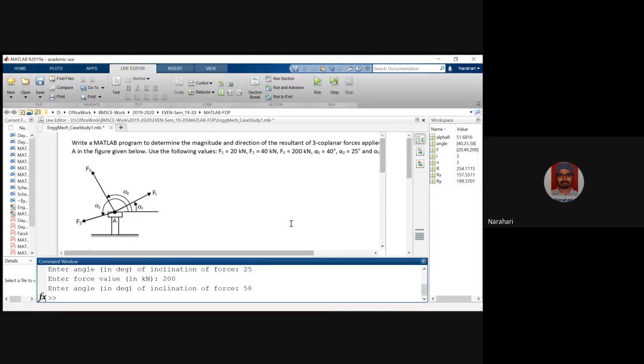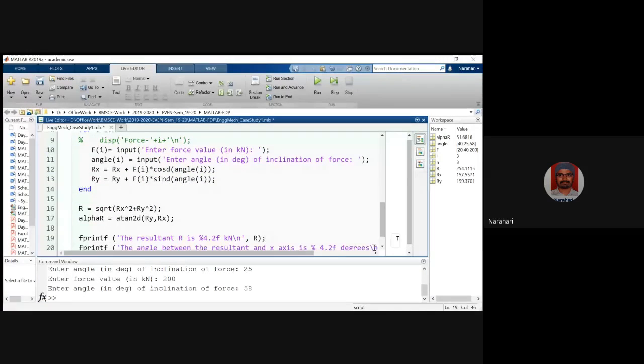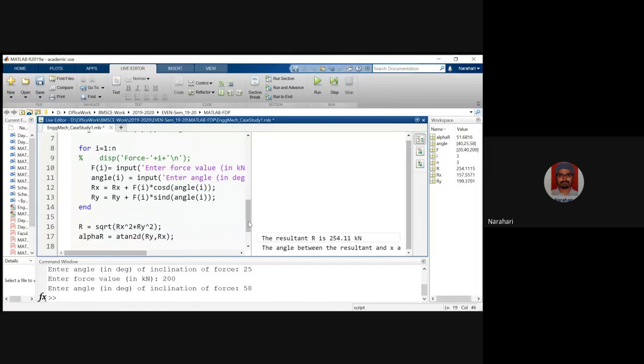Now I'll show you the output. I have entered the input. Now I will scroll down. The output from fprintf, you can see here. Okay, so this is the output. The resultant R is 254.11 kilonewton. The angle between the resultant and x-axis is 51.68 degrees. Right, so this is the output.